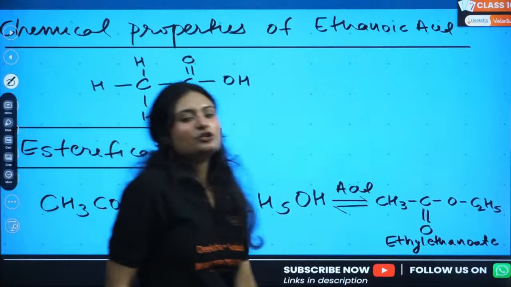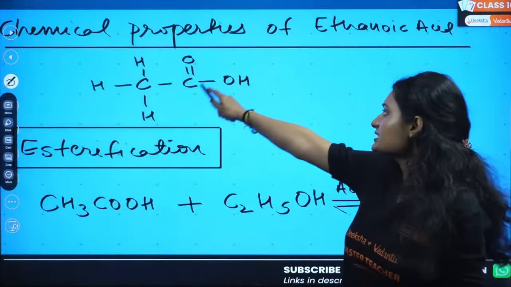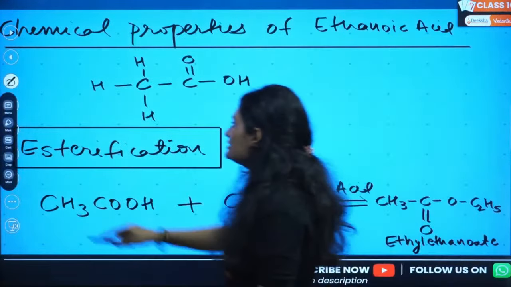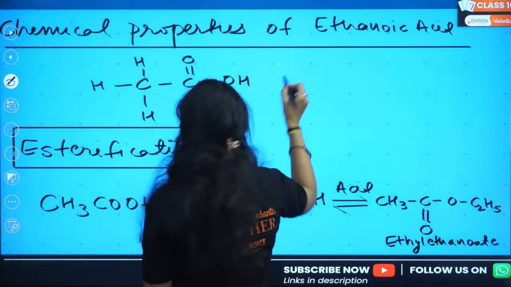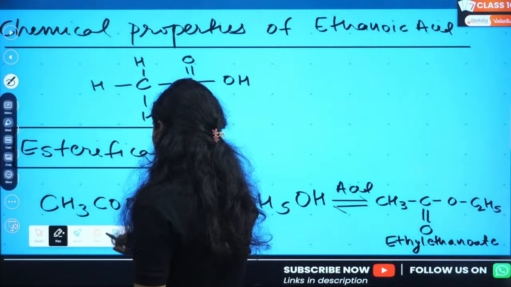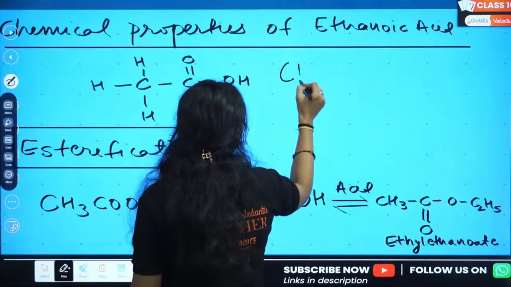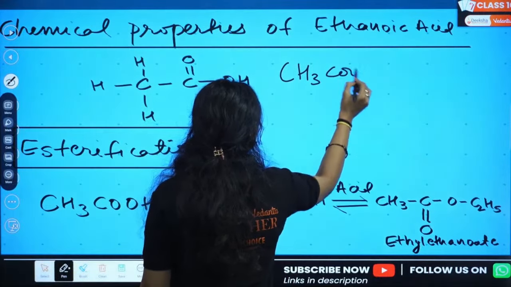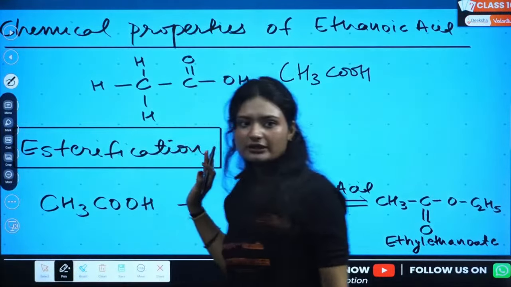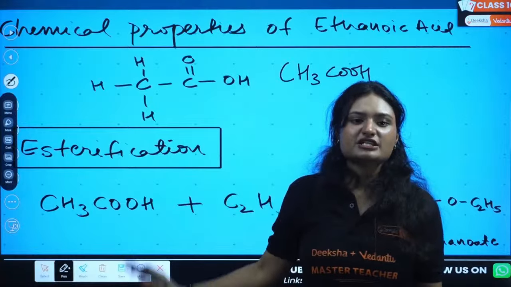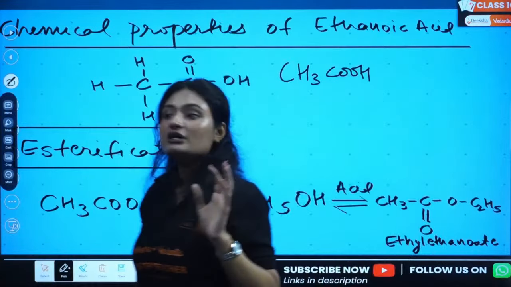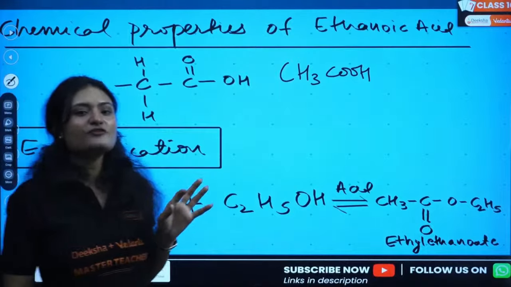Chemical properties of ethanoic acid. This is ethanoic acid, CH3COOH. That's how you write it. The first reaction it shows is esterification, that is formation of ester.